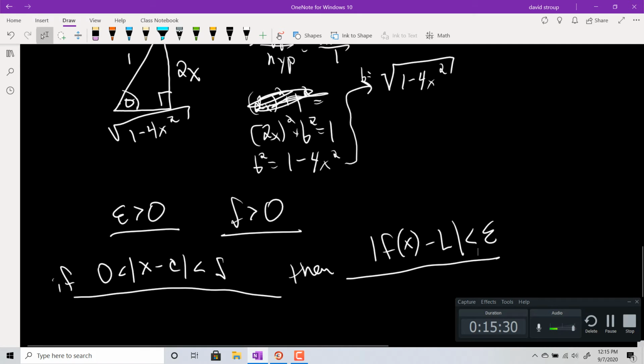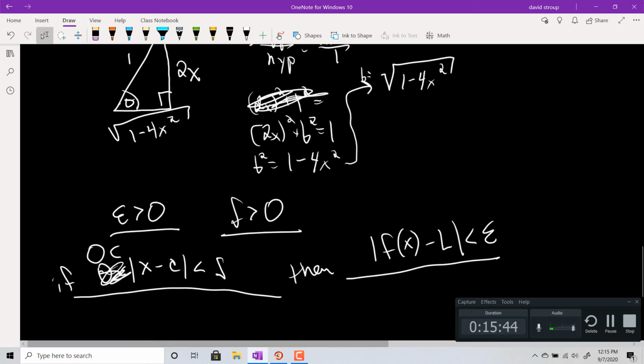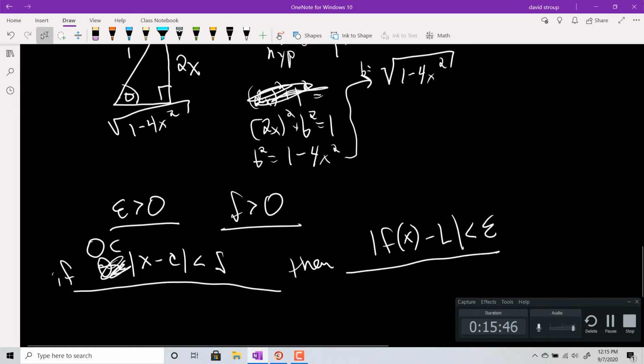Okay? So you need those exact. If you forget the greater than 0 part, you're in trouble. Okay, that's actually a different definition. That's the definition of continuity. So I'm not being picky here. It's just the way it is. Okay, you got to have it kind of exact.